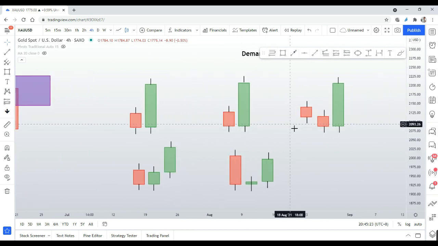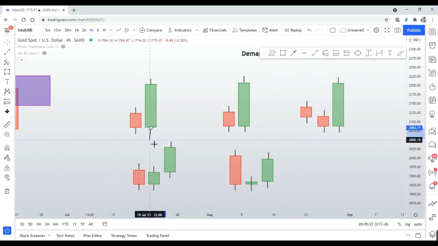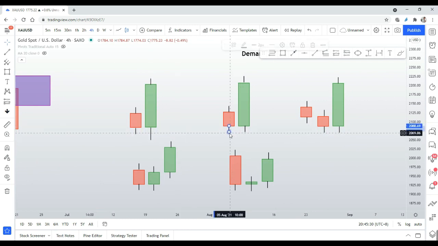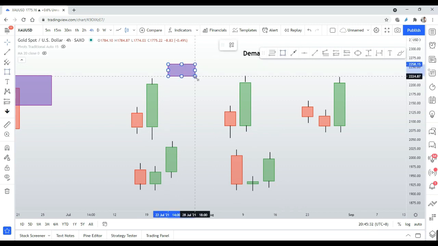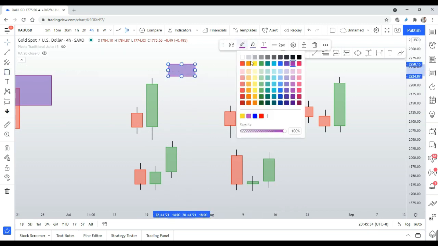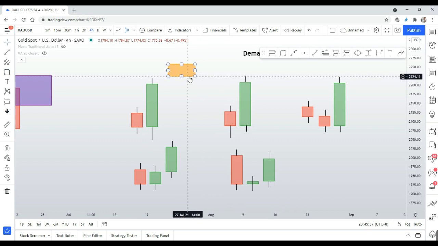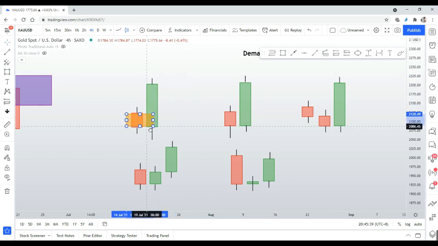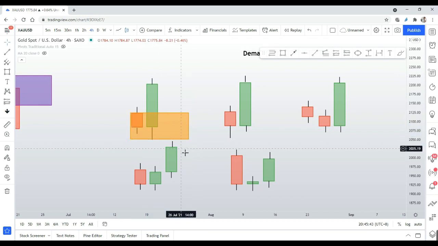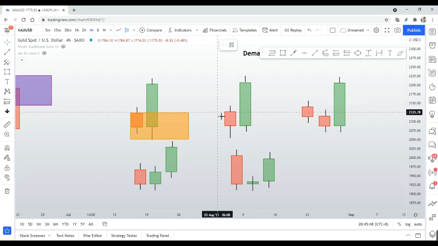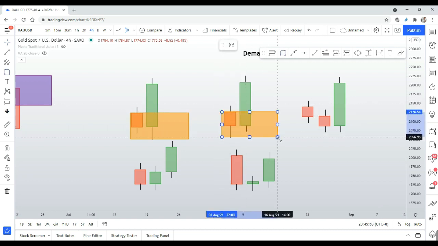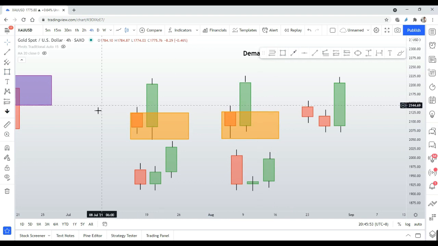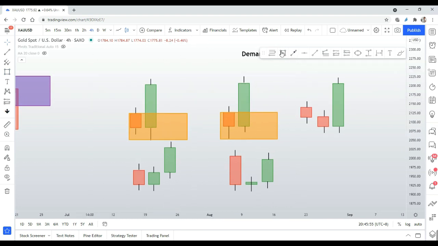you just need to flip the chart, right? You need to flip the chart. It's the same. So let me change the color. How about orange? Right, orange. So this is my demand zone. This is how I categorize my demand zone. I think I don't need to further explain it. It is the same with the supply.